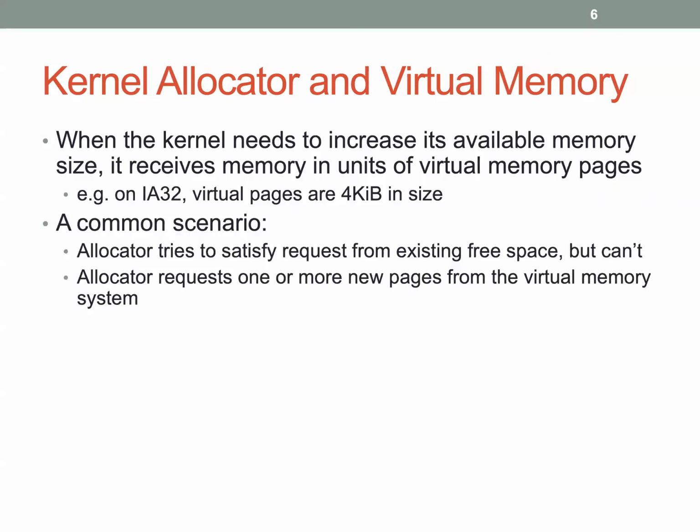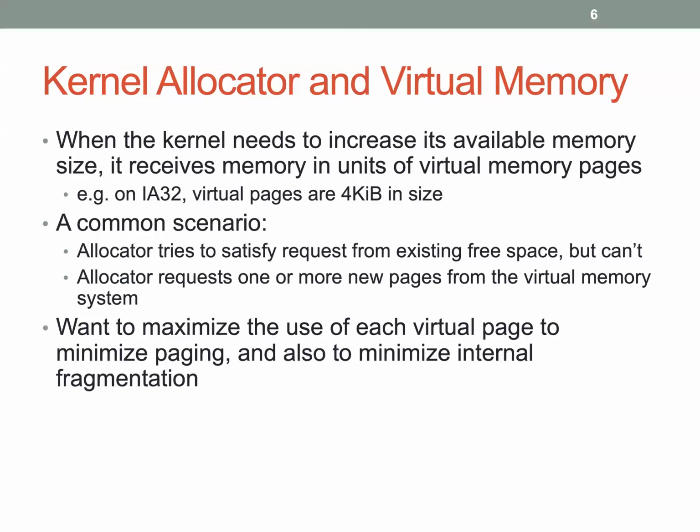So this is a common scenario. The allocator tries to satisfy a request from currently available memory in the virtual address space. There are page frames behind the virtual addresses, so it can use that memory to make allocations. And it can't find sufficient space. So it has to turn around to the page allocator and say, hey, I need one or more new page frames, and I need to put them into this virtual address range so that I have more memory in my pool. So that's basically what's going on there.